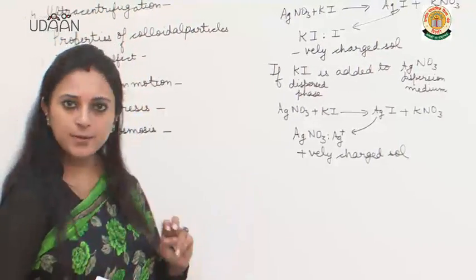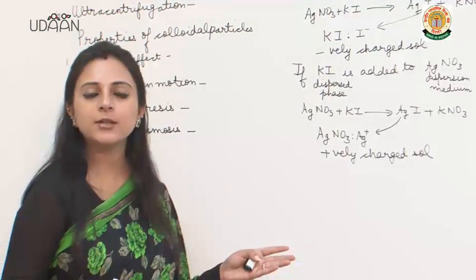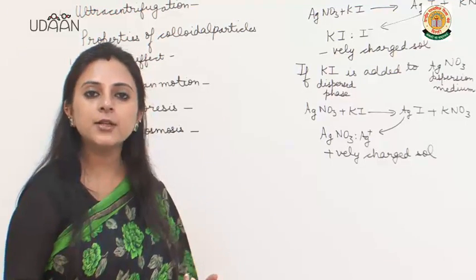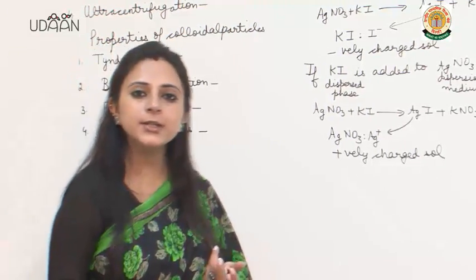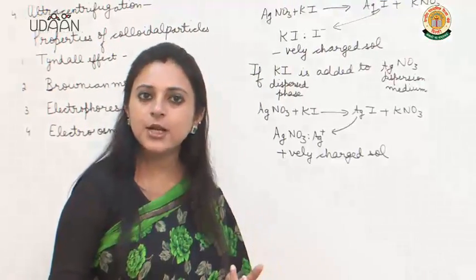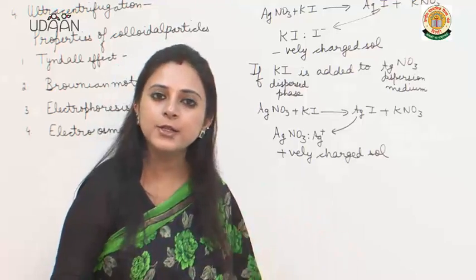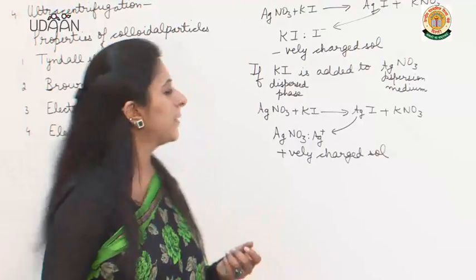So there are two types of salts, negatively charged salts and positively charged salts. Negatively charged salts are formed by preferential adsorption of negatively charged ions, and positively charged salts are formed by preferential adsorption of positive ions.